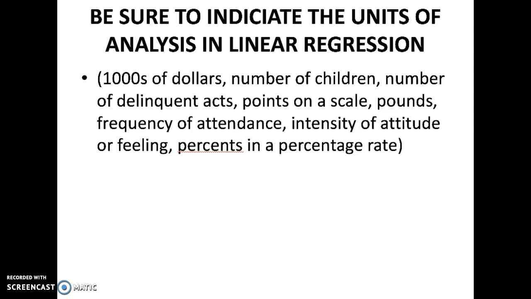So when you start writing up what these coefficients mean, thousands of dollars, number of children, number of delinquent acts, points on a scale, pounds, frequency of attendance, intensity of attitude or feeling, number of drugs they've taken, percents in a percentage rate, make sure you include that as you write up what it means. Okay? So they remember what that number tells us.